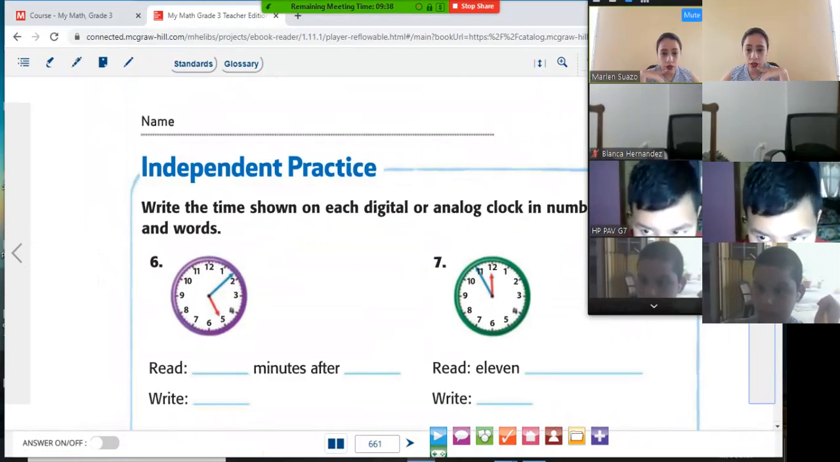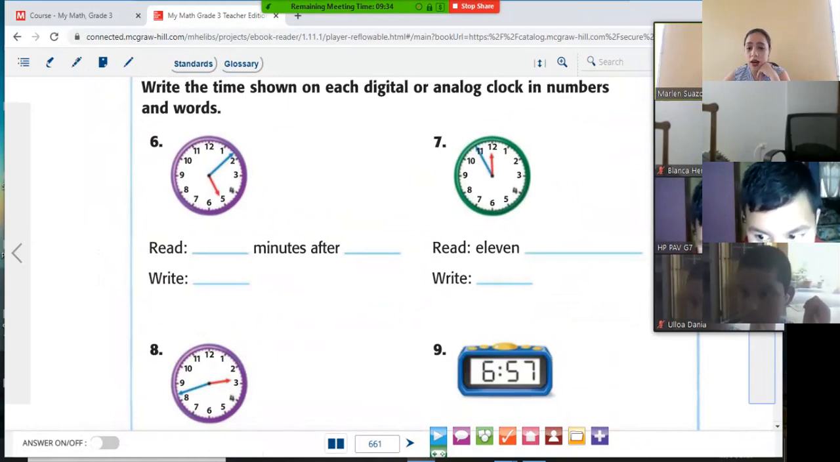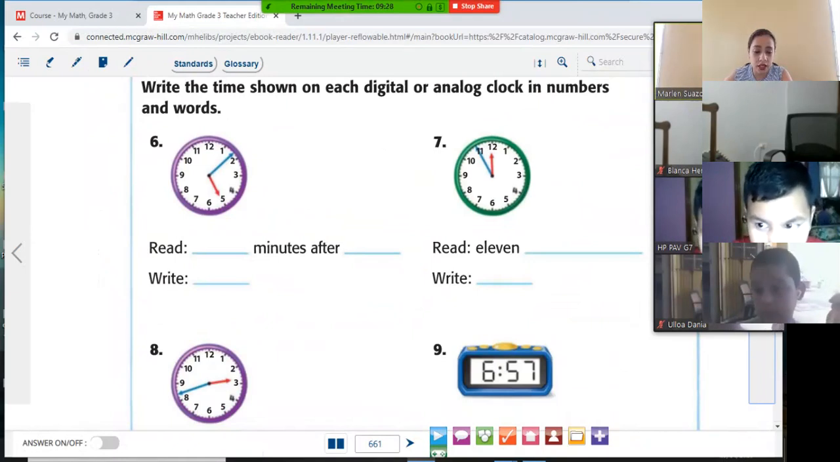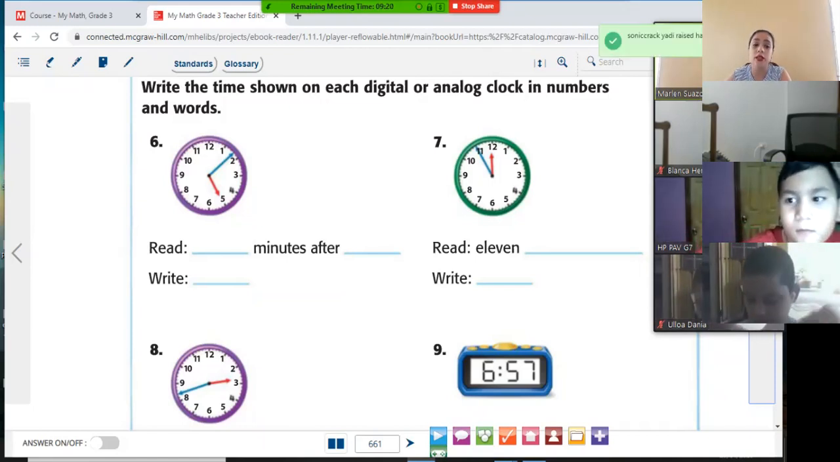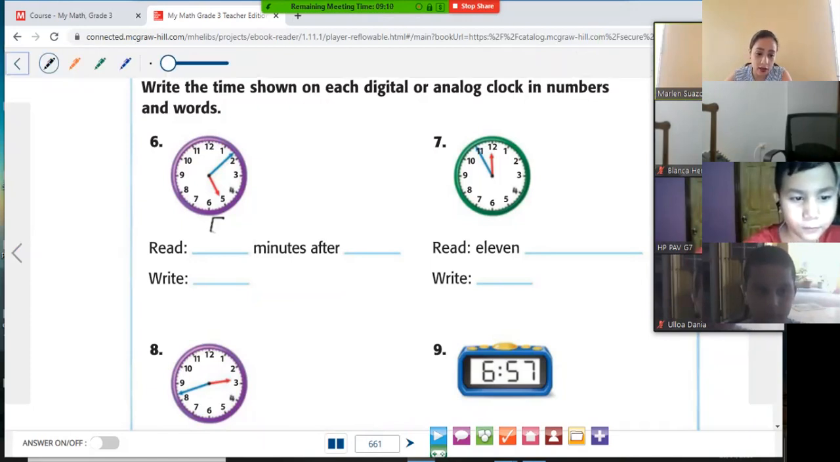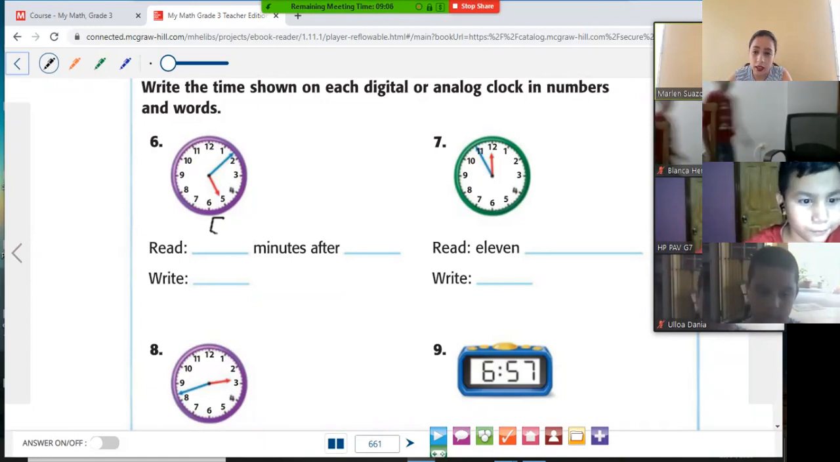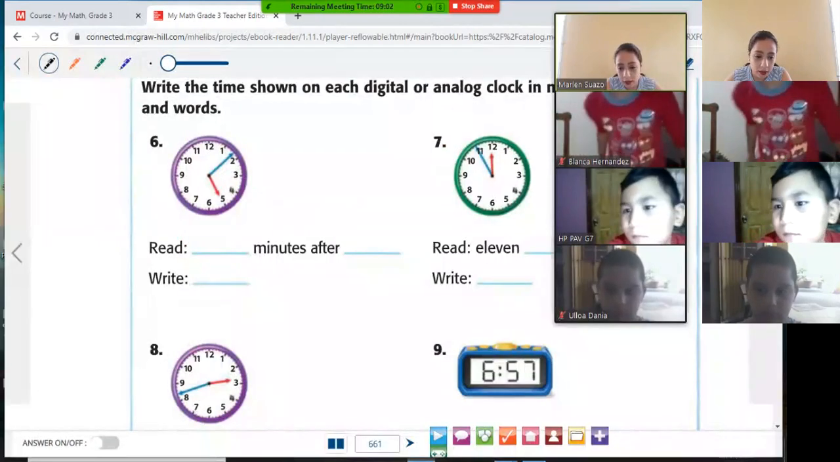Now, we're going to do this together, independent practice. Write the time shown on each digital or analog clock in numbers and words. Let's do number 6 together. Remember, the shorthand tells me the hour and the longhand tells me the minutes. So where is the shorthand? It's on the number 5, okay? So please write 5 in here. No, I think we have to write it in words first. Sorry. Okay, so write 5.